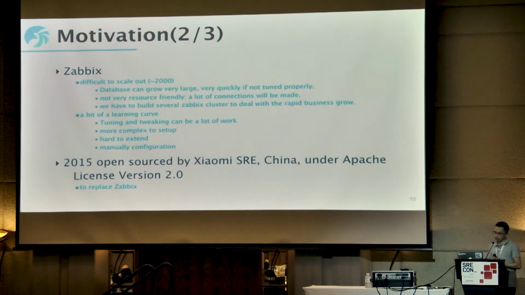I joined Xiaomi in 2012. In the early days, we were using Zabbix. However, with rapidly growing business and specific requirements, Zabbix was not enough to provide support for performance, scalability, and users' efficiency. As we know, Xiaomi was one of the fastest startups in the past years. When the server number grew to 2,000, Zabbix was difficult to scale out.